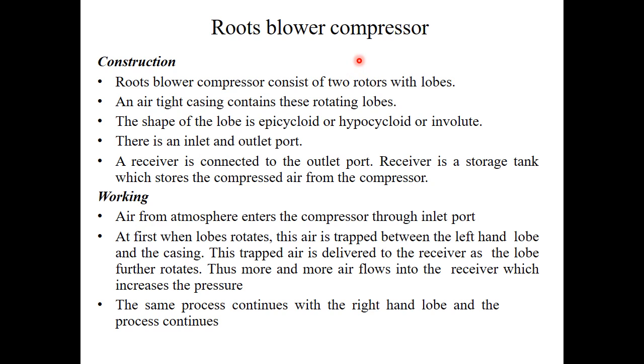Now we will see the construction and working of the Roots blower. Talking about the construction, it consists of 2 rotors with lobes. An airtight casing contains these rotating lobes. The shape of the lobe is epicycloid, hypocycloid or involute. There is an inlet and outlet port. A receiver is connected to the outlet port. The receiver is a storage tank which stores the compressed air from the compressor.